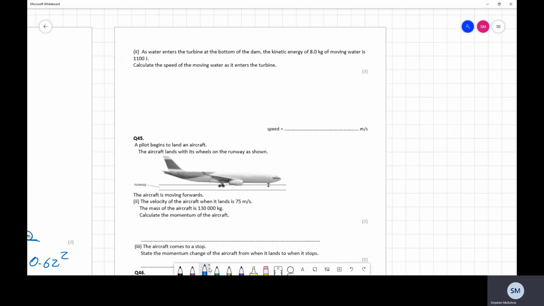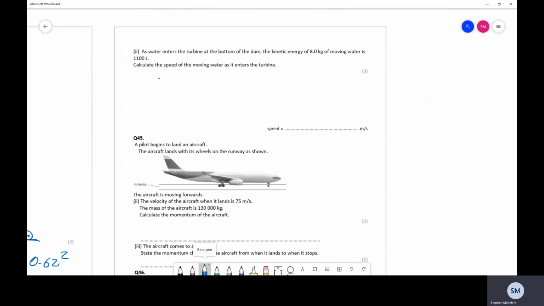Oh, it isn't. As water enters the turbine at the bottom of the dam, the kinetic energy of 8.0 kilograms of water is 1,100 joules. Calculate the speed of the moving water, the velocity, in meters per second.